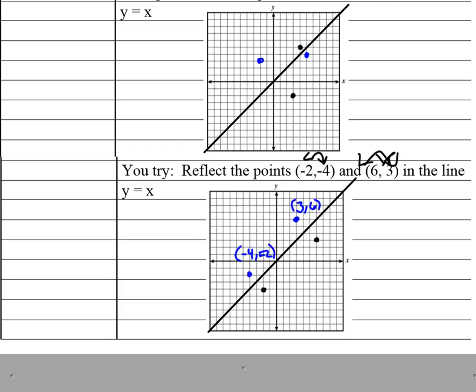Okay, this should be the answer that you get. This point is at 4, -2, and this point is at 3, 6. If that's not what you get or you're not quite understanding, raise your hand and one of us will come over and help you. Okay, you should be on the exit quiz called Transformations on Khan.